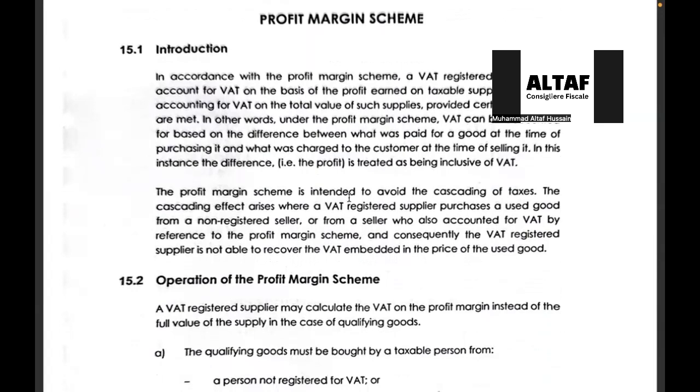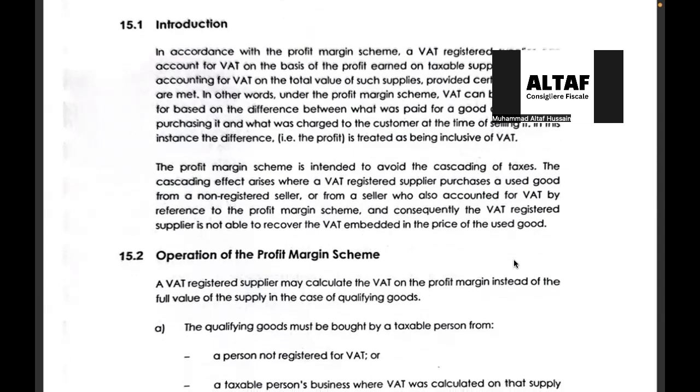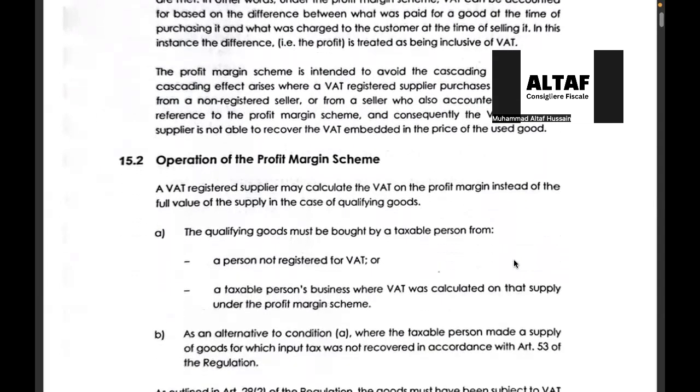The profit margin scheme is intended to avoid the cascading of taxes. The cascading effect arises where a VAT registered supplier purchases a used good from a non-registered seller, or from a seller who also accounted for VAT by reference to the profit margin scheme. And consequently, the VAT registered supplier is not able to recover the VAT embedded in the price of the used good. So we'll see there are quite a few conditions attached to it.